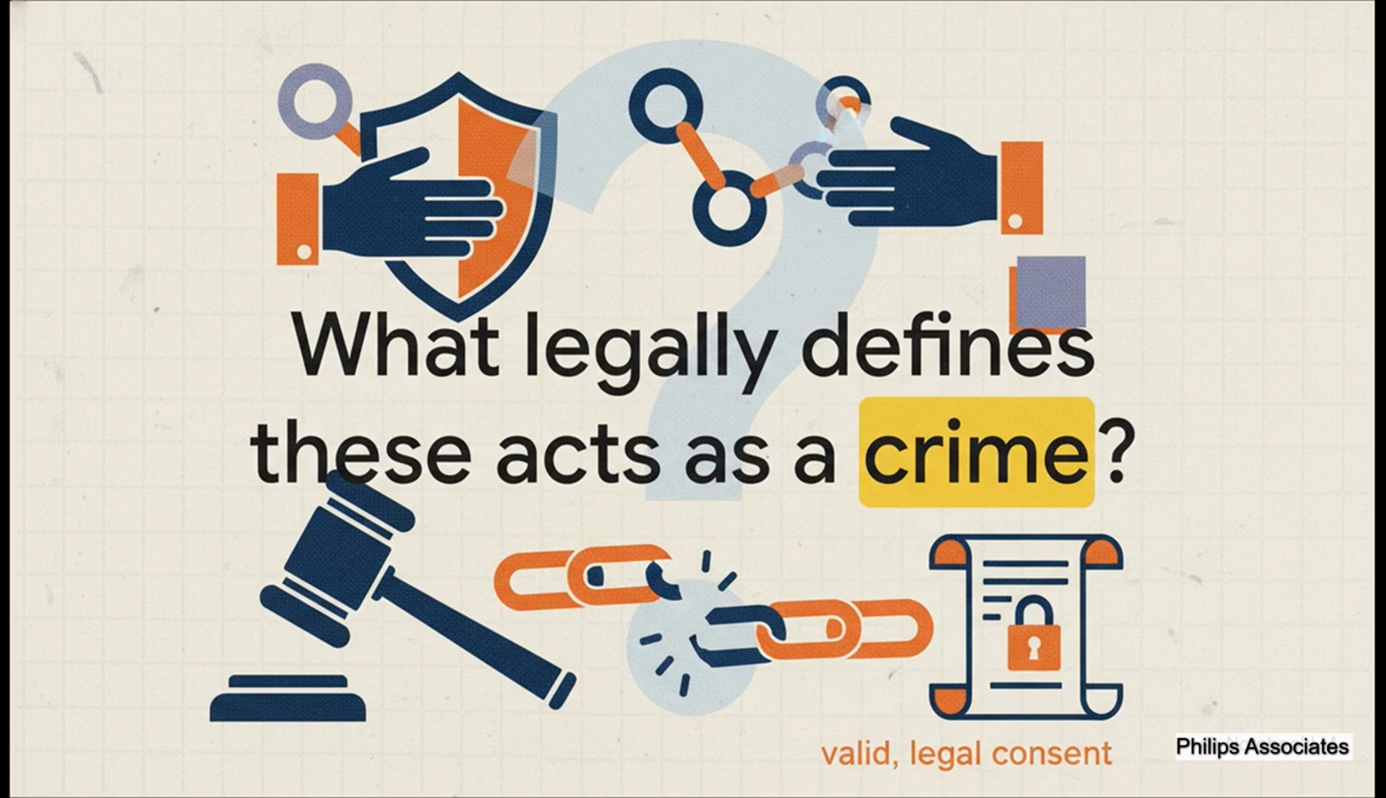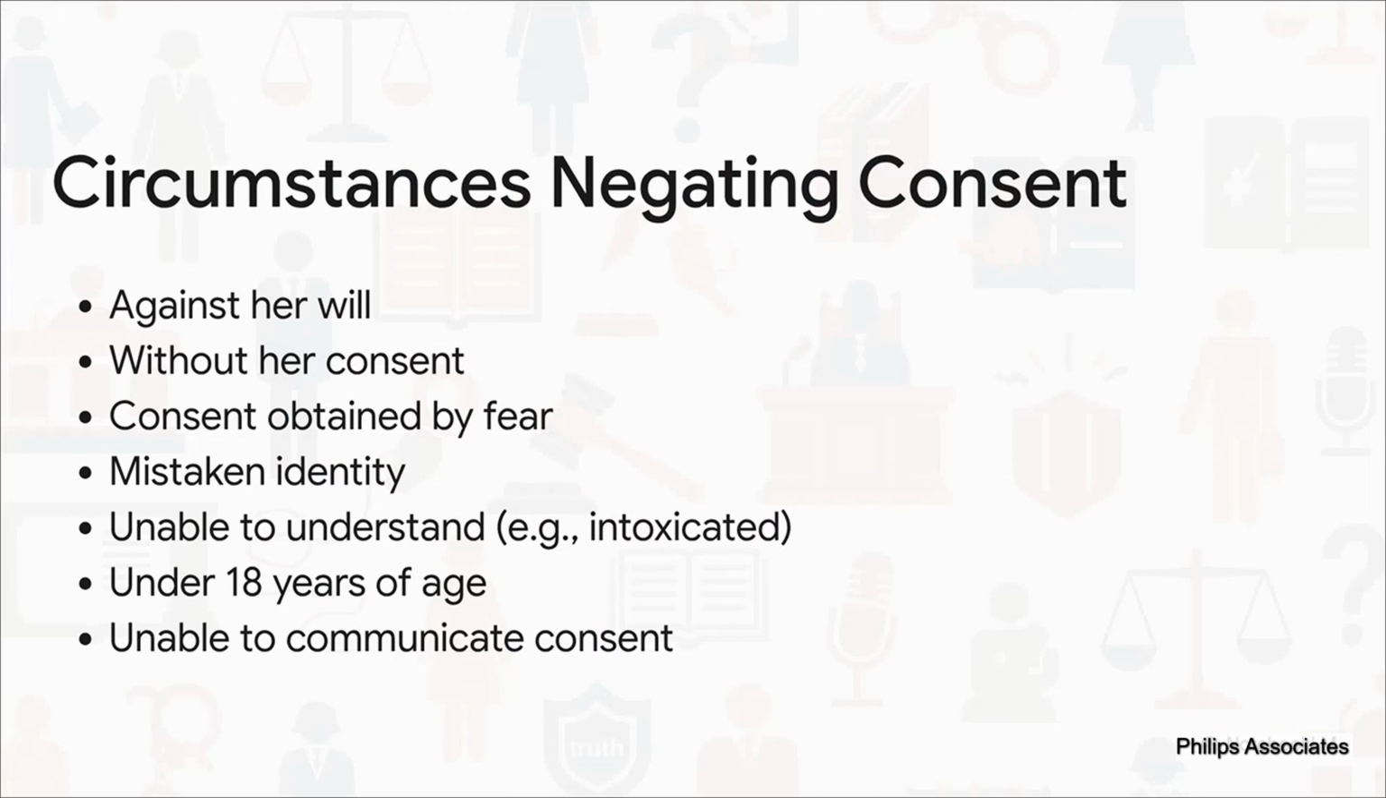But here's the thing, the physical act alone doesn't make it a crime. The second, and honestly the most critical part, is the context. And in the eyes of the law, that context is all about one thing. Was there valid legal consent, or was there not? So, what makes consent invalid? Well, Section 63 gives us a list of 7 specific circumstances.